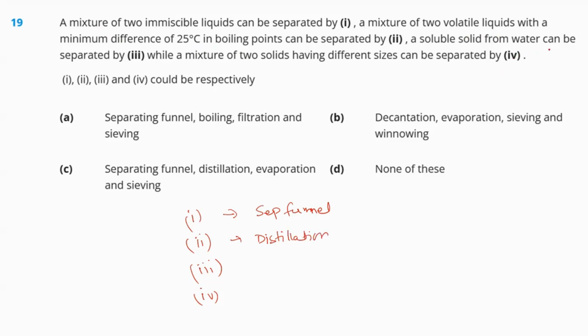A soluble solid from water can be separated by evaporation. And last, a mixture of 2 solids having different sizes can be separated by sieving. Right? Our answer would be option number C.